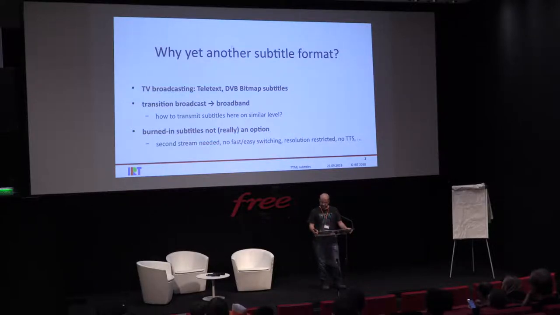Well, the simple solution is to just put the subtitles into the video image, but this has a couple of disadvantages, like you always need a second encoder. You can't easily enable or disable the subtitles. The resolution is limited to the resolution of the video, so if you are not at home and watch a stream with a low bitrate, you won't be really able to read the subtitles. And of course, it's impossible to use text-to-speech on the subtitles.